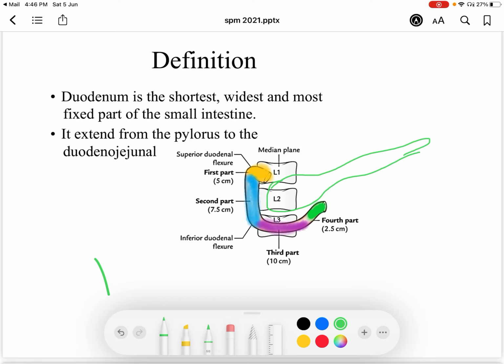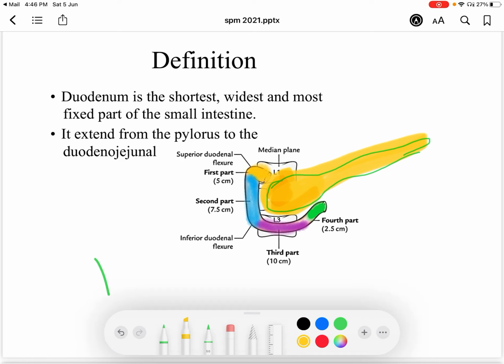You can see here it is a C-shaped loop. In between this C shape there is the pancreas. You can see the pancreas lies in this C shape. This is the head of the pancreas, the neck, body and tail.